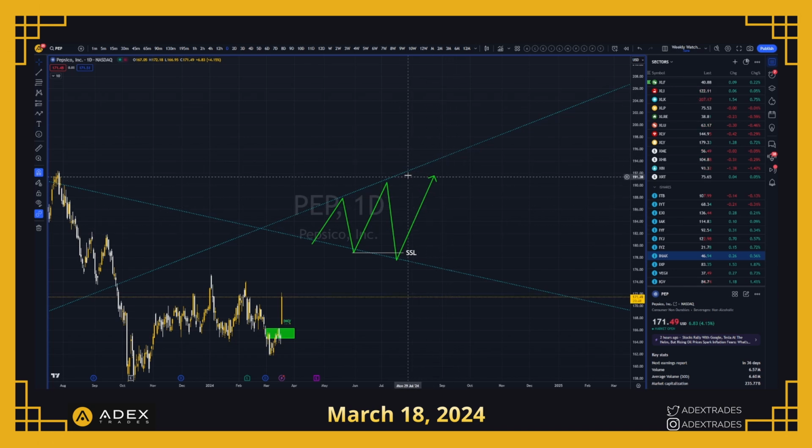Same thing with the opposite side. If you have an outside 3, or maybe a shooter to the downside, we know we're looking for that 3-2 down at the top of the broadening formation.